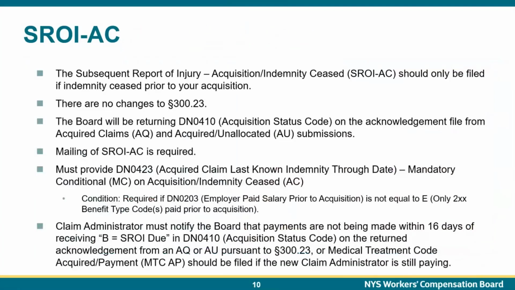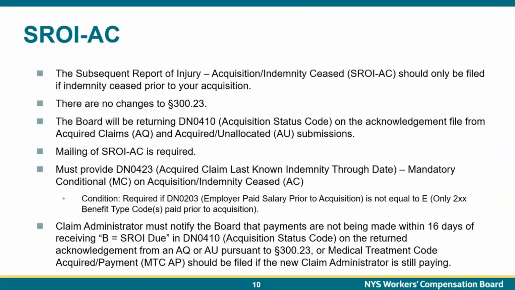The other topic we wanted to go over this month was the Schroy AC. So acquisition indemnity has ceased. So this is a new Schroy subsequent report of injury in the IA standard for 3.1. It's only filed if the indemnity had ceased prior to your acquisition. This maintenance type code will only apply to third-party administrators who acquire claims from other claim administrators. If you're an insurer who does not typically acquire claims, since that would be atypical in those examples, you would be exempt from filing Schroy ACs.